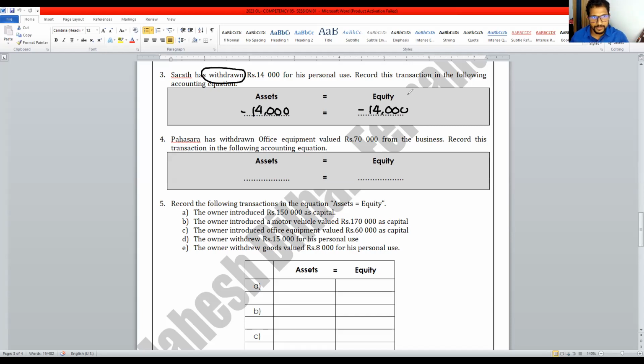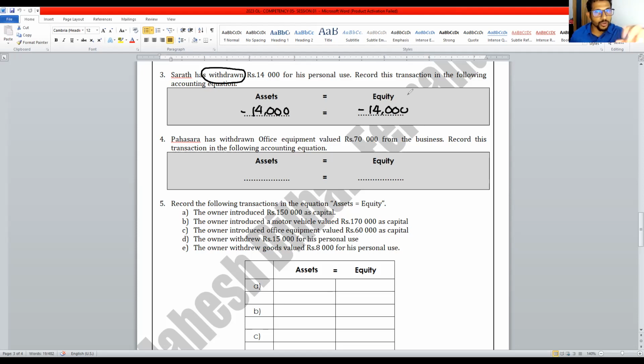Number 4, Pahasara has withdrawn office equipment valued 70,000 from the business. Record this transaction. Now what happens? When Pahasara introduced, we added that to the assets. Equity is also increased. Now Pahasara is withdrawing office equipment for his private use out of the business.